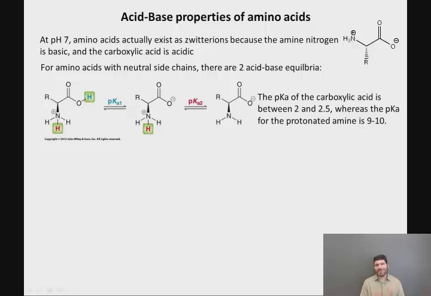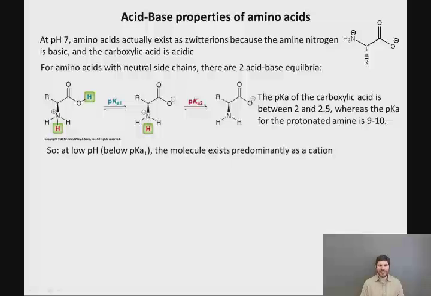For amino acids that have neutral side chains, which is the majority of them, there are two acid-base equilibria that we have to be concerned with. First, there's the acid-base equilibrium of the carboxylic acid losing its hydrogen, and then there's the acid-base equilibrium for the protonated amine losing its hydrogen to give a neutral amine. In general, there'll be a table on the next slide, but the pKa of the carboxylic acid is generally between 2 and 2.5, and the pKa for the protonated amine is between 9 and 10.